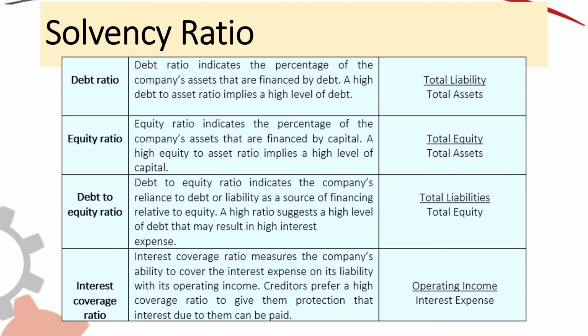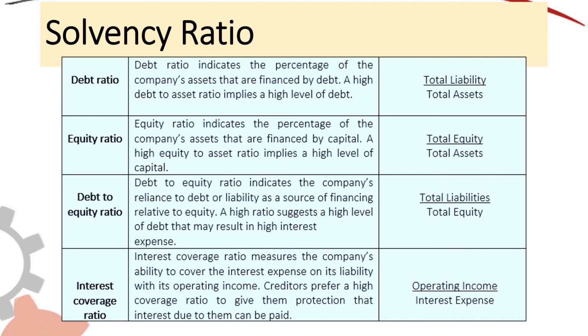Next, we have the debt to equity ratio. This indicates the company's reliance on debt or liability as a source of financing relative to equity. A high ratio suggests a high level of debt that may result in high interest expense. This is computed by total liabilities divided by total equity.